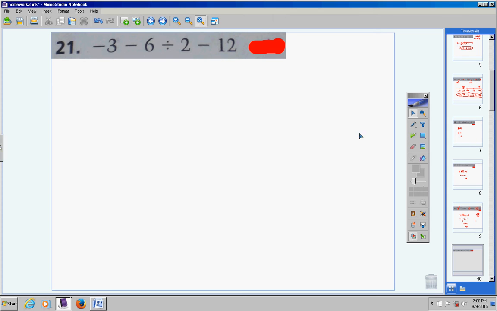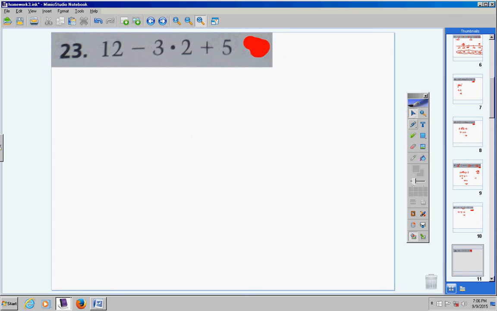So here we go. Order of operations. We do all multiplication and division as we see them, and I see some right here. Bring down your negative 3. A negative 6 divided by a positive 2. Negative 6 divided by a positive 2 is negative 3. Then bring down your negative 12. So all these negatives mean you owe me 3, you owe me 3, you owe me 12. That's negative 18.